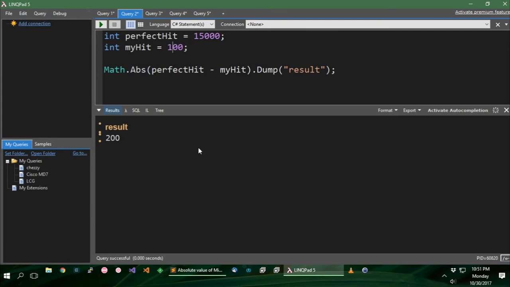If I hit 100 milliseconds too early, we can see this is also 100, not negative 100. Since we always have a positive value, we can use this to calculate how much score we would get for a hit, etc.